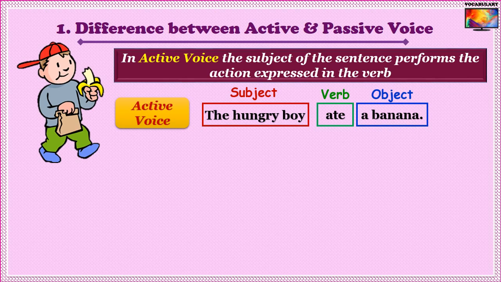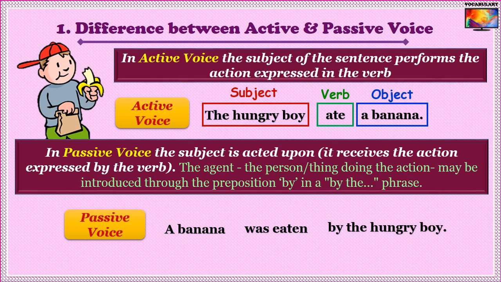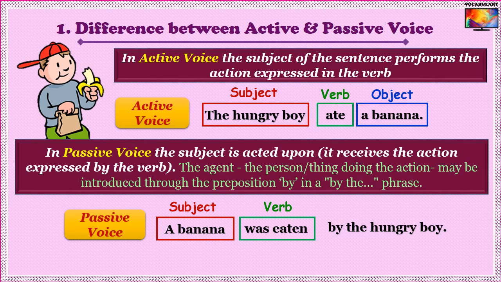Now, in contrast, in a sentence which is in passive voice, the subject is acted upon. This means the subject receives the action expressed by the verb. The agent, or the person or thing doing the action, may be introduced through the preposition by in a by the... phrase. The example sentence above can be converted into passive voice as follows. A banana was eaten by the hungry boy. The subject in this sentence is a banana, which is the receiver of the action eaten performed by the agent, the hungry boy. However, very often the agent is left out altogether.